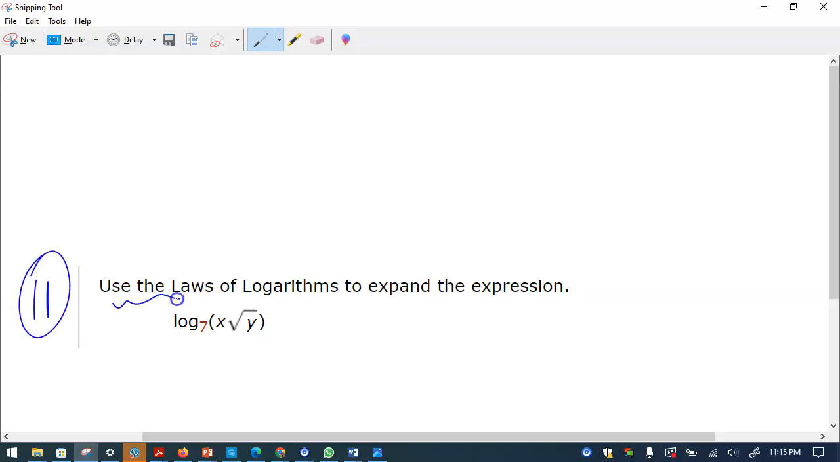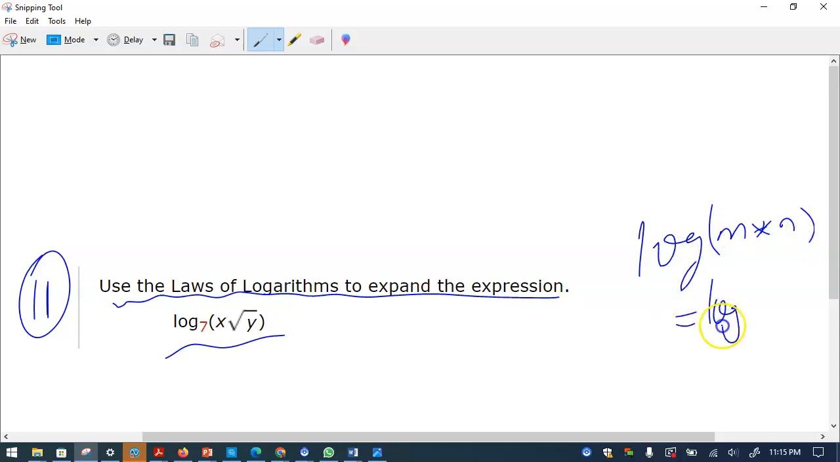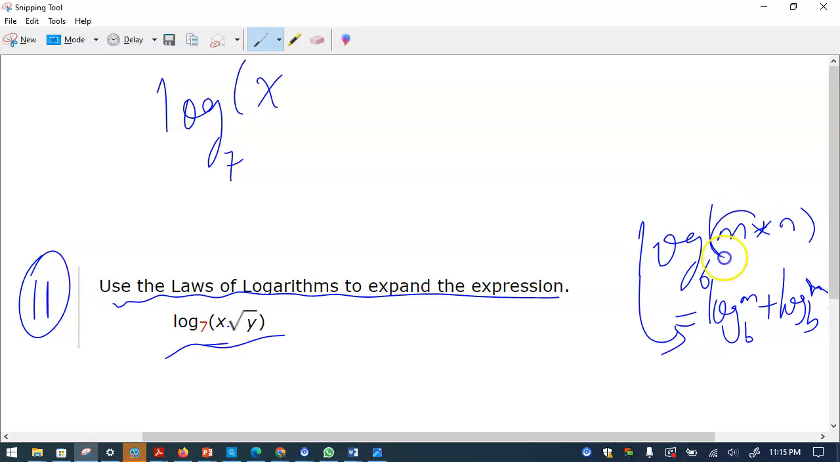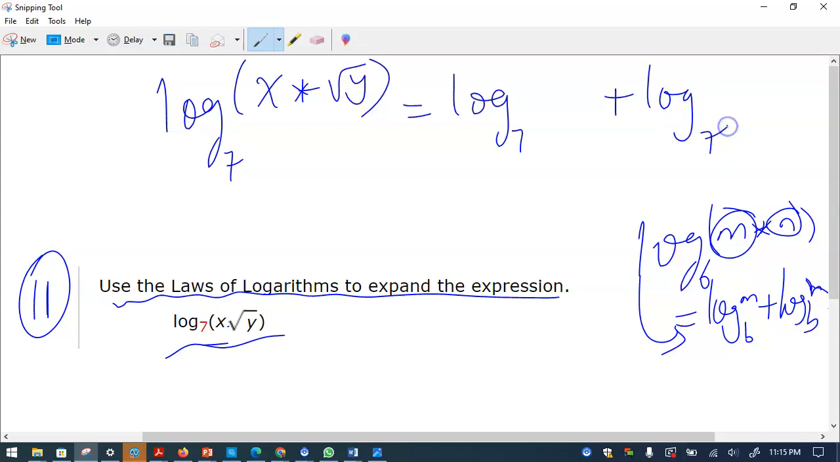Question 11 is use the laws of logarithm to expand. Now, what is the meaning of expand? If you have log of m times n, it means you are writing log of m plus log of n. That's what it means. The base is b, this is b, b. This is called expand. So now there are two parts here. It's logarithm with base 7, and the m is like x, and the n is the square root of y. So all we do is write separately log of x plus log of root y, both to base 7.